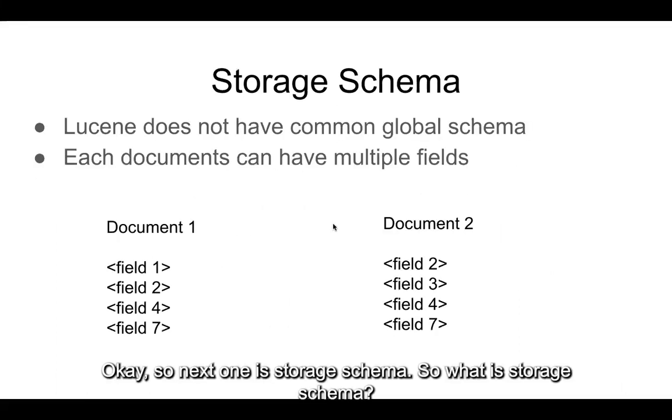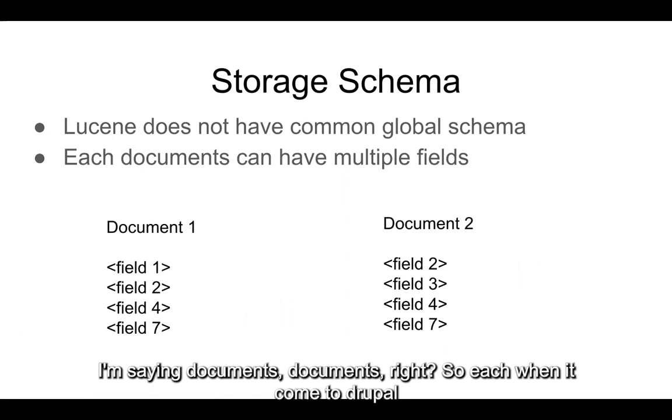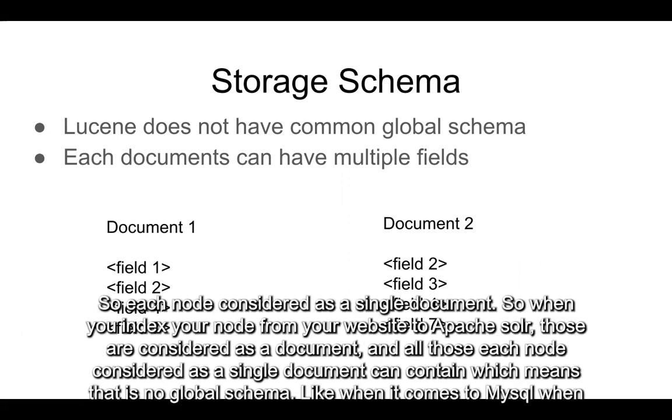Okay. So next one is storage schema. So what is storage schema? I'm saying documents, right? When it comes to Drupal, each node is considered a single document. So when you index your node from your website to Apache Solr, those are considered as a document, and each can contain any fields, which means there is no global schema.